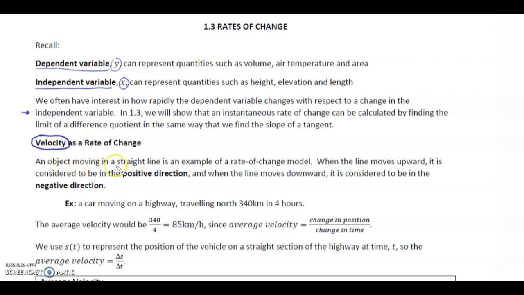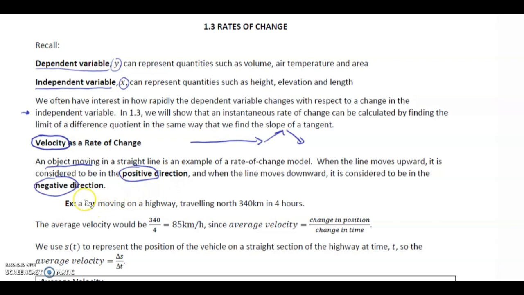An object moving in a straight line is an example of a rate of change model. So an object moving in a straight line, it's going this way. When the line moves upwards, it is considered to be a positive direction. And when the line moves downwards, it's considered to be in the negative direction. This positive and negative direction have not come into play in mathematics in high school yet. We will cover this more in vectors.